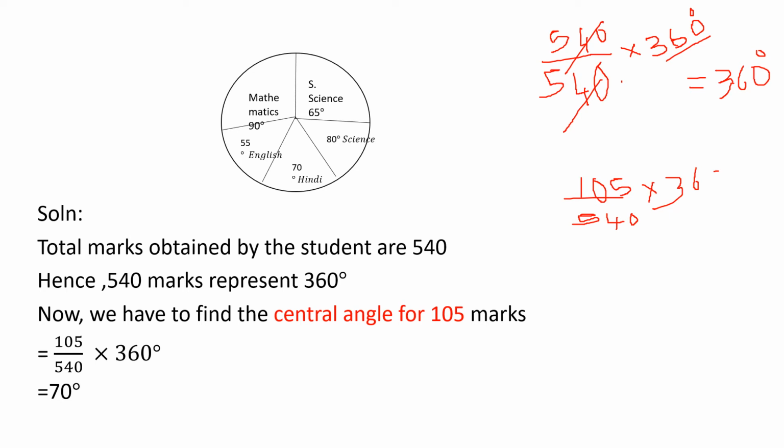So just cancel it, children. We can cancel. Look here. This is now understood, how we are writing this step. So this we are writing from the hint. They have given the hint. So we know now how we are getting 360 for 540.